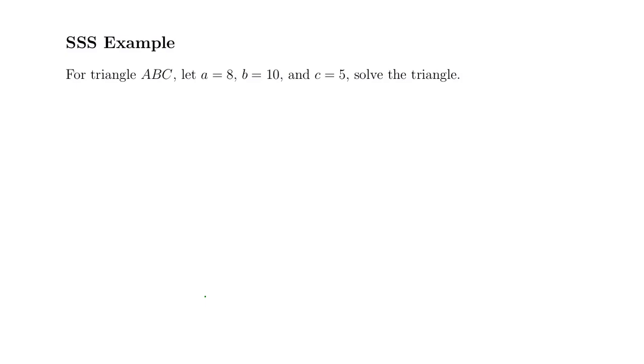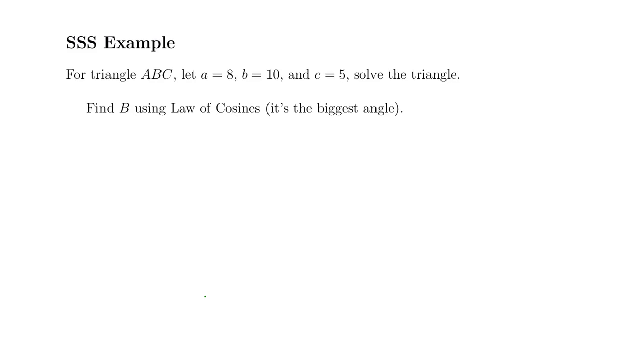SSS. So we've got three side lengths here. So we're going to pretty much do the same order. We're going to use the law of cosines, then we're going to use the law of sines, then we're going to find the last angle. But now instead of using the law of cosines to find a side length, we have all the side lengths. So what we're going to do is find angle B using the law of cosines.